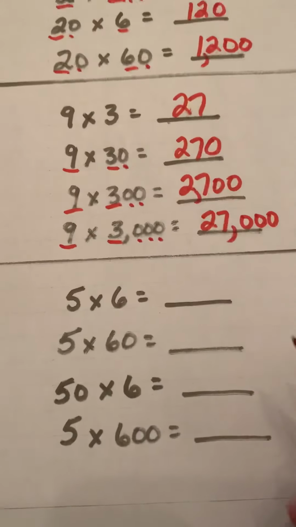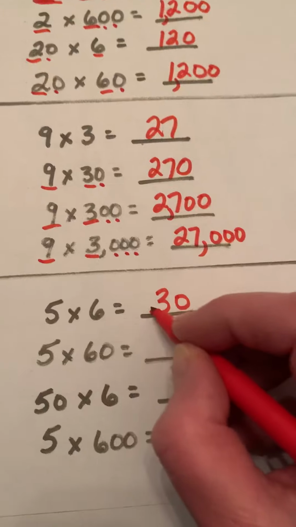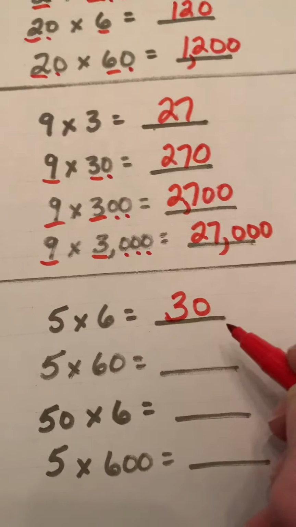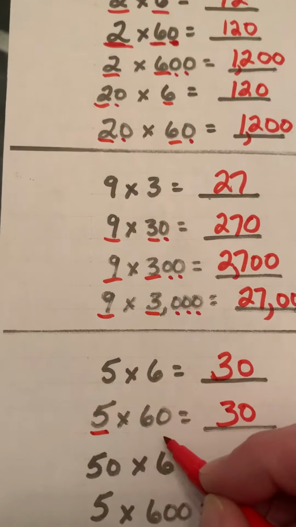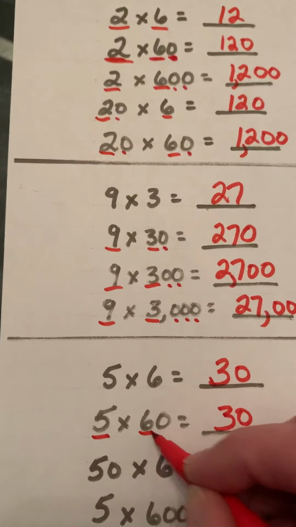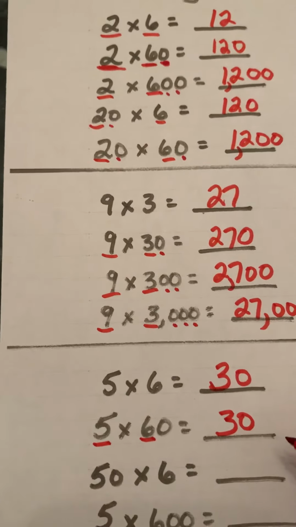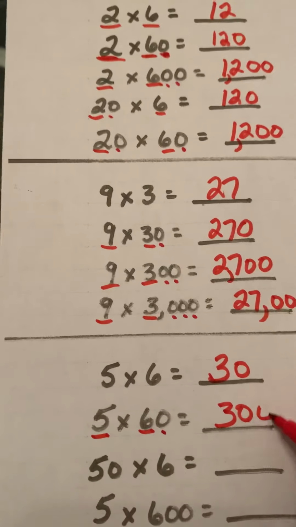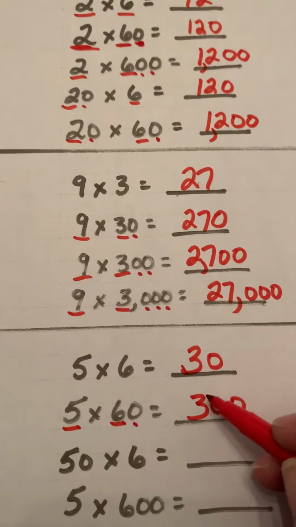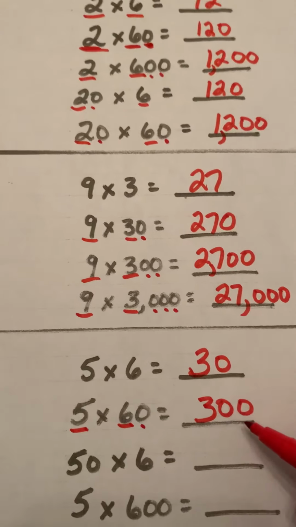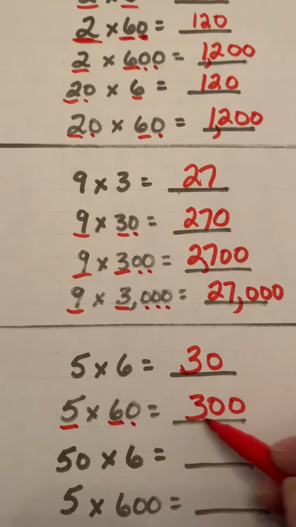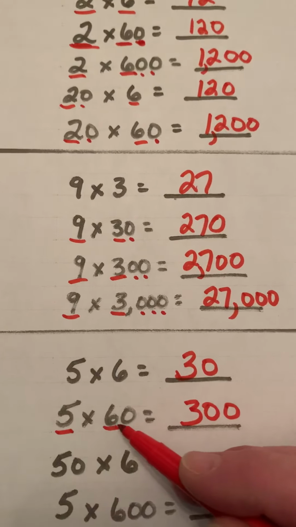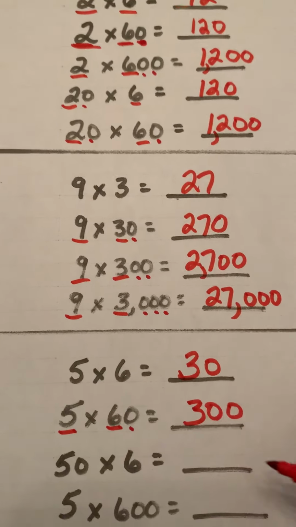5 times 6 is 30. 5 times 60. I first want to start with my basic fact. 5 times 6 is 30, and then 1 zero. Be really careful on basic facts that end with a 0, because a lot of times students will count the zeros in their answer and make a match up here. And if you do that, you'll be off.